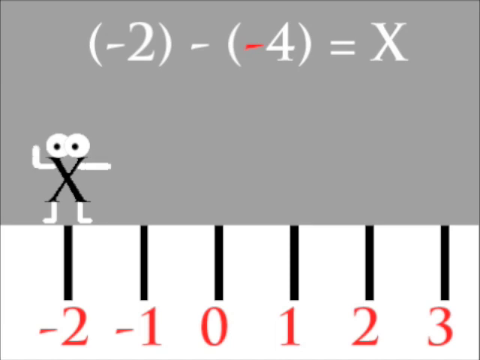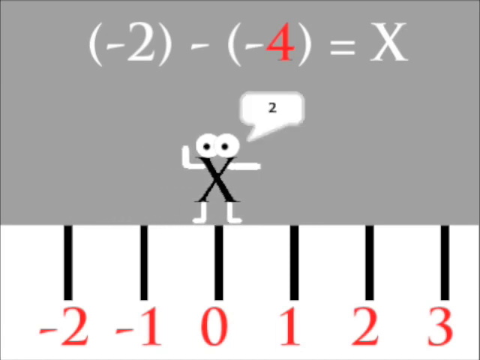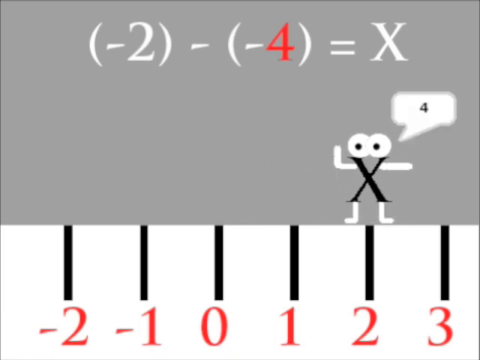We will be moving 4 times. 1, 2, 3, 4. The x is now positioned at the 2 position on our number line. Therefore, negative 2 minus negative 4 is equal to a positive 2.